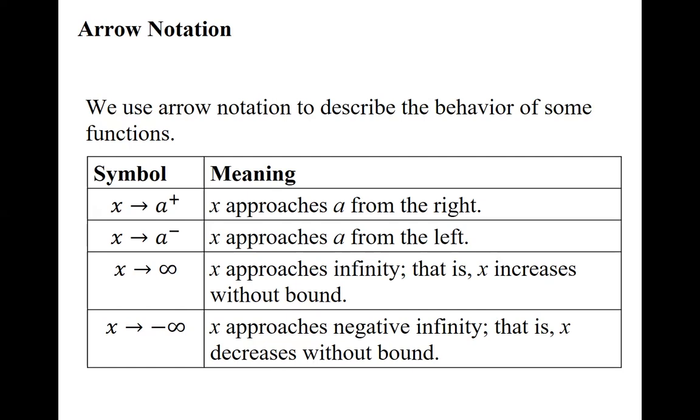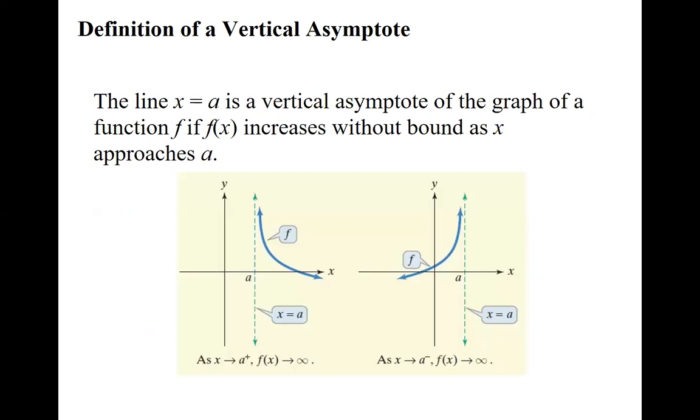Now we're going to use arrow notation to discuss the definition of an asymptote. So an asymptote is basically a dotted line that we put in a graph that the graph will approach but never touch. It'll get closer and closer and closer to it forever, but it will never actually touch it. So we would say the line x equals a, this dotted vertical line, is a vertical asymptote of the graph of a function f if f increases without bound as x approaches a.